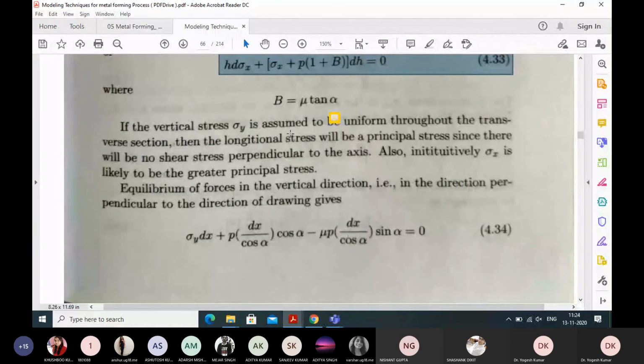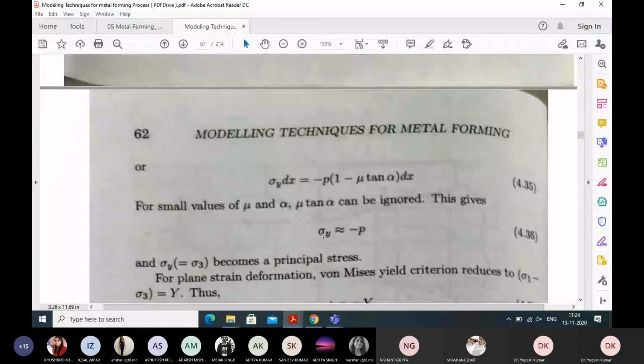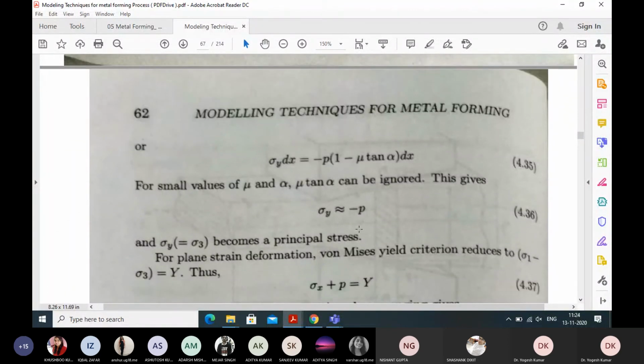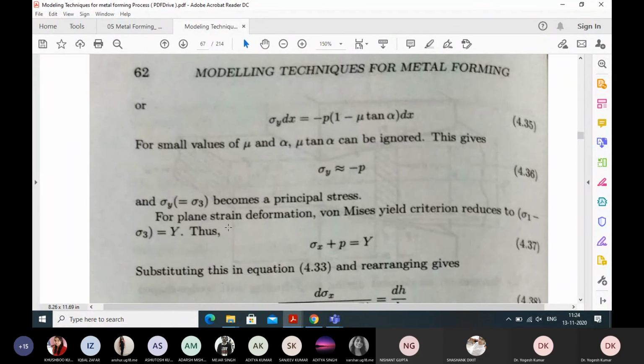Okay, and the same way we will do the force equilibrium in y direction also, and this will come to sigma y nearly equal to minus p, that is, the pressure generated during the drawing process. Okay, so sigma y is again your principal stress sigma 3, like the previous example.